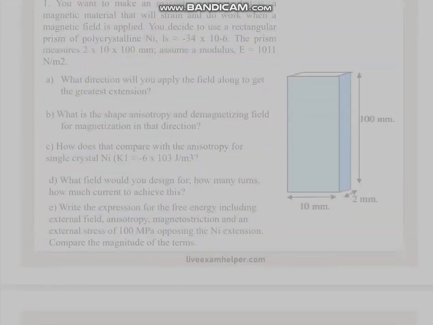1. You want to make a magnetic actuator, that is, a magnetic material that will strain and do work when a magnetic field is applied. You decide to use a rectangular prism of polycrystalline Ni, with λs approximately equal to -34×10^-6. The prism measures 2 by 10 by 100 mm. Assume a modulus E equals 10^11 N/m².